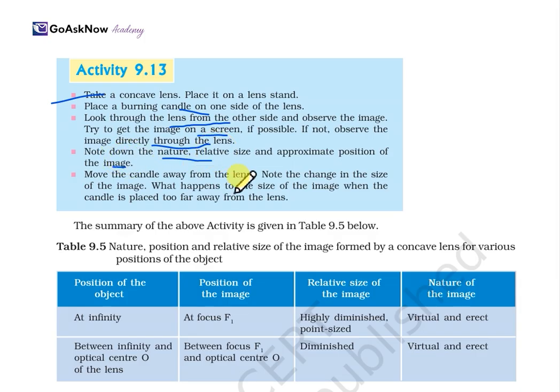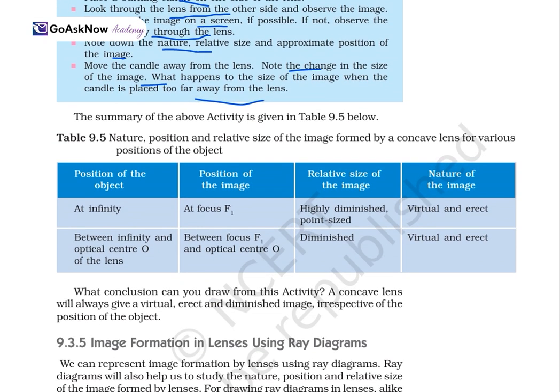Move the candle away from the lens, and also note the change in the size of the image. What happens to the size of the image when the candle is placed far away from the lens? So this is the activity you will have to do, and you will get some summarized result. You can cross verify the results from here as well.